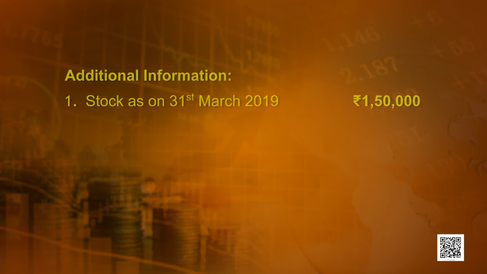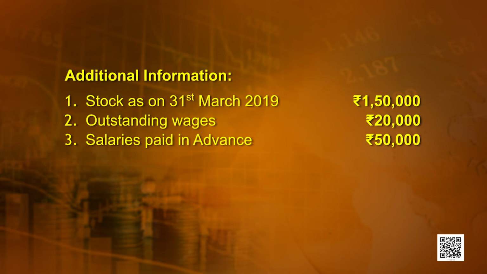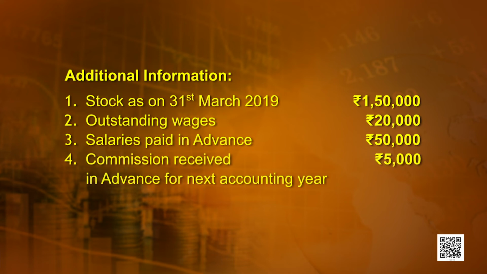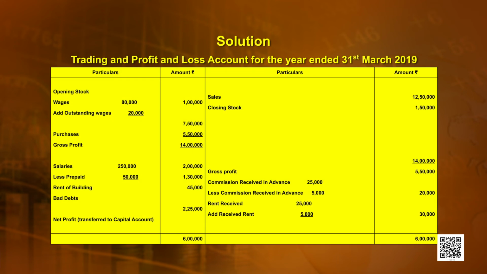Number 1, stock as on 31st March 2019, 1,50,000. Number 2, outstanding wages 20,000. Third, salaries paid in advance 50,000. Number 4, commission received in advance for next accounting year 5,000. Number 5, rent accrued but not received rupees 5,000. Approach to solve the question.